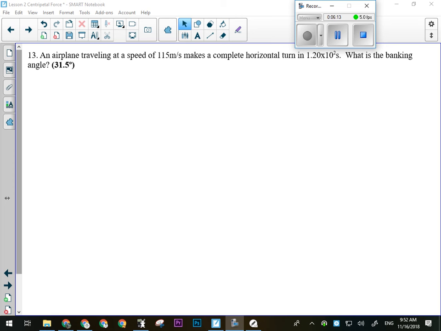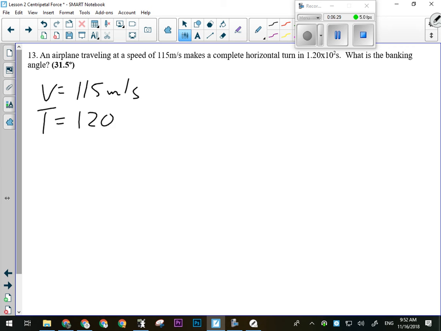All right, with number 13 here, we've got an airplane traveling. We know the speed it's traveling at is 115 meters per second. It makes a complete horizontal turn, so a complete circle, in 1.2 times 10 to the 2 seconds. So that's the period, 120 seconds. What's the banking angle? So we're looking for theta. I know V and I know the period. So what can I find with those two numbers? They're in a formula together, right?